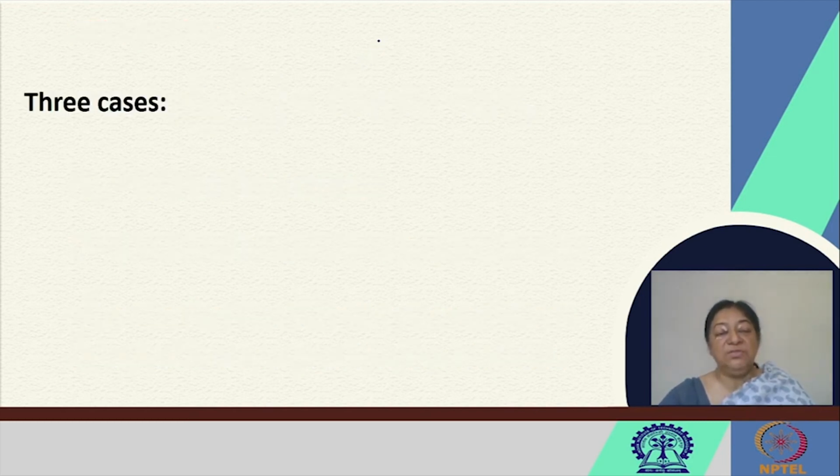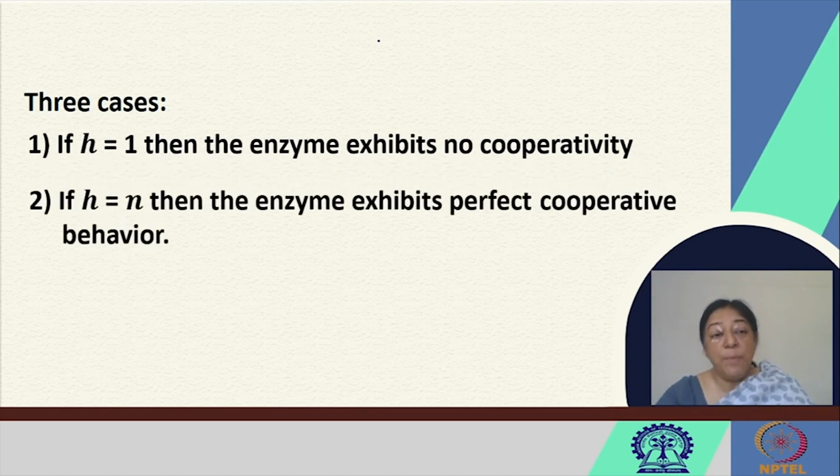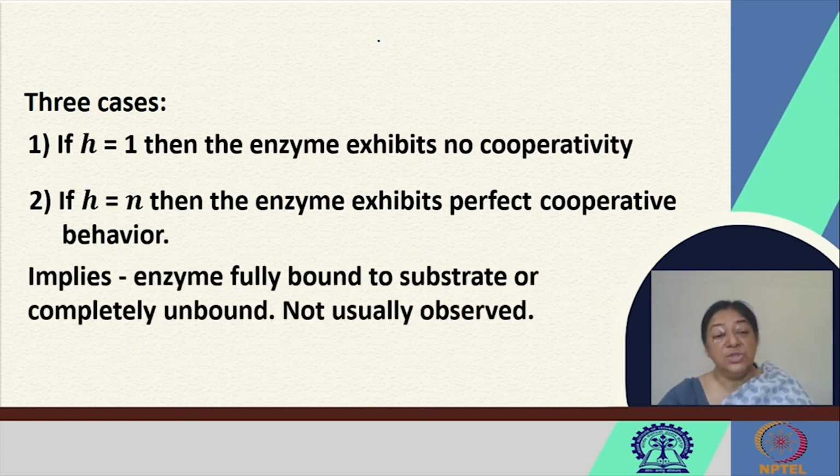So now if we look at three cases, if h is equal to 1, then the enzyme exhibits no cooperativity, as it is called. The cooperativity factor means that the binding of one ligand facilitates the binding of the other ligand to the binding site. So if h is equal to n, then the enzyme exhibits perfect cooperativity, saying that the binding sites are occupied immediately. So the enzyme in this case will be fully bound to the substrate if we are looking at an enzyme substrate situation, or the protein fully bound with the ligand. But this is not usually observed in reality.